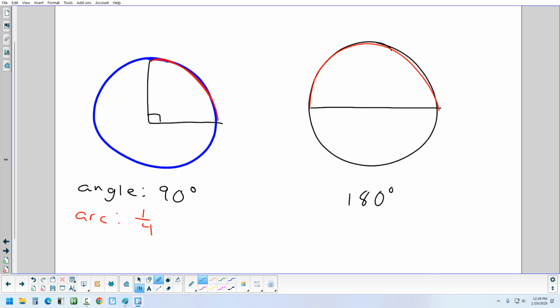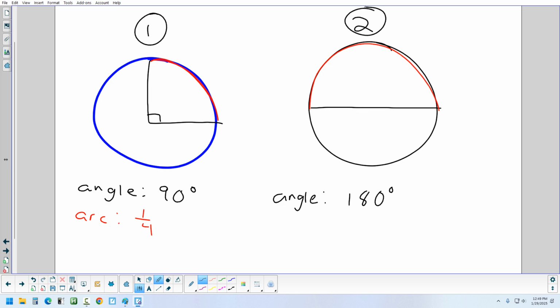Before we look at how much the arc takes up, what did I do to the angle in picture 1 to turn it into the angle in picture 2? I doubled the size of the angle. What I want to see is if I double the size of the angle, does the size of the arc double as well? If it does, then that's called proportional. That means as the angle changes, the arc changes exactly the same way.